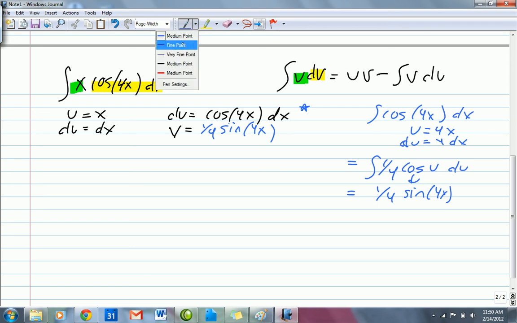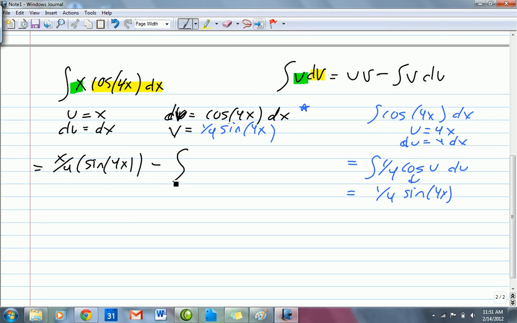So now back to the original problem, part of which was using substitution to integrate my dv term. And let me make that look more like a v. Using v's, it gets so confusing. So now I'm just going to plug and chug. uv is x times 1/4 sine of 4x. I'm going to call that x over 4 sine of 4x. So there's my uv. Minus the antiderivative of v, which is a fourth of sine 4x, du, and du is just dx. So here comes this puppy, 1/4 sine of 4x. And my du is just dx.